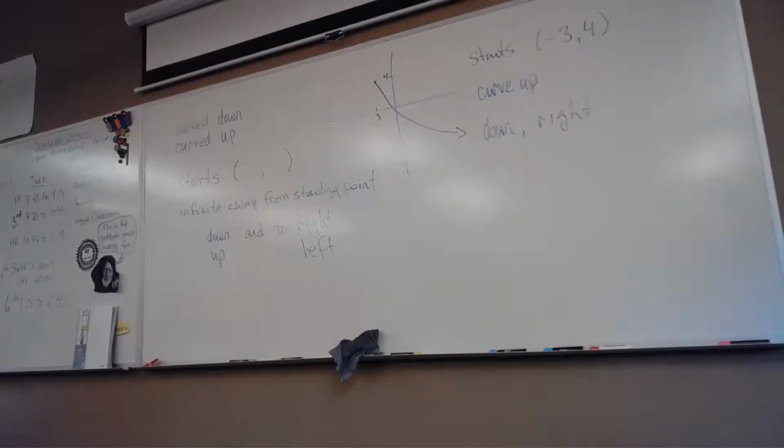Notice it going down and to the right. My arrow's going that direction. And notice it's curved upwards. It's got that open curve to the upward side, as opposed to being curved downwards where it looks like this instead.